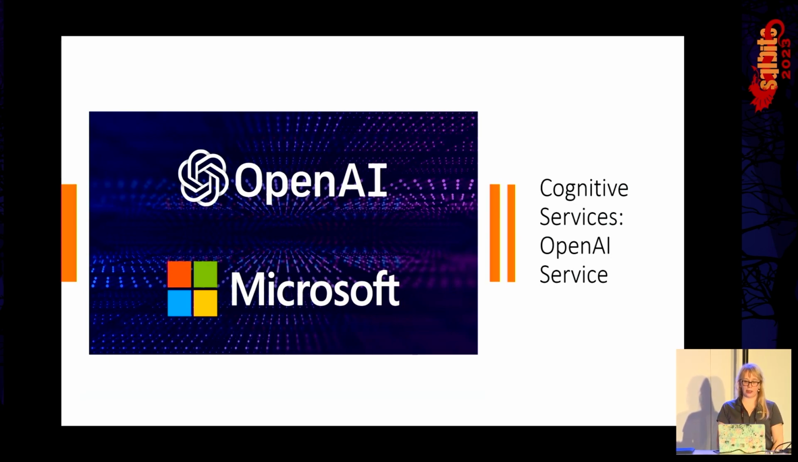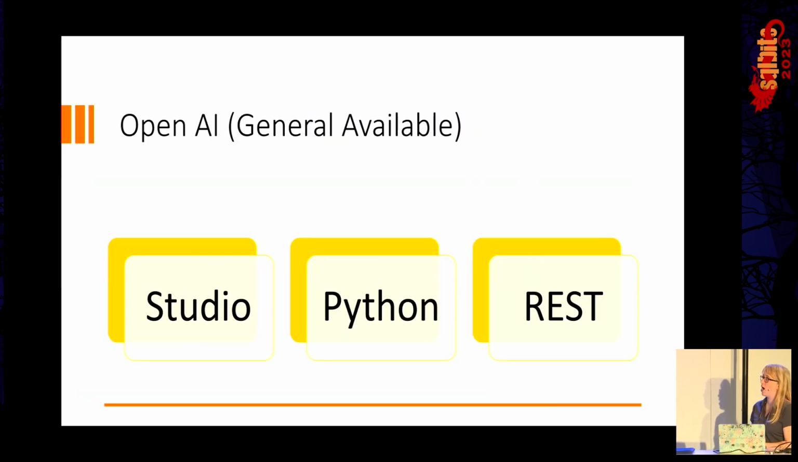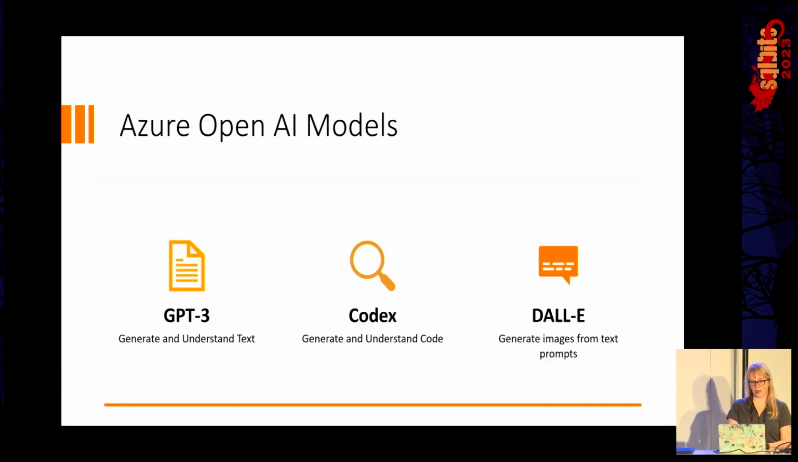The last group is Azure OpenAI services. And I think everyone is talking about this now, especially ChatGPT. So OpenAI is now generally available, and anyone with a company email address can access it. The only thing you need is to have an idea of what you want to show with it, and get approval to have access to OpenAI. And then you can use the Studio, you can use Python or the REST API.